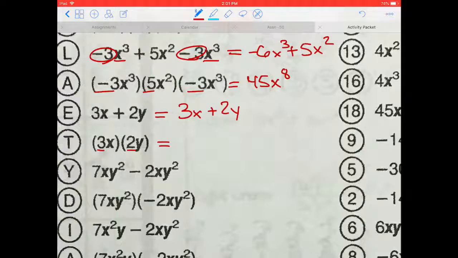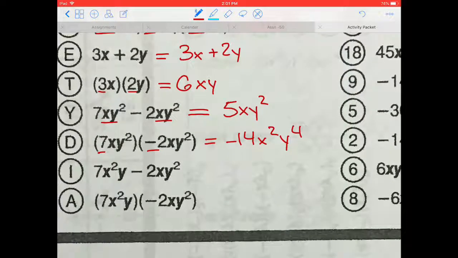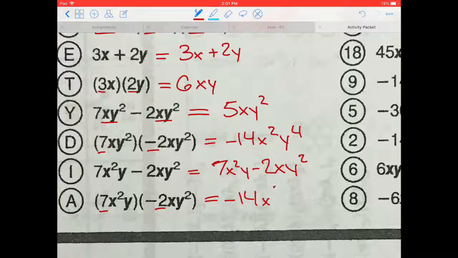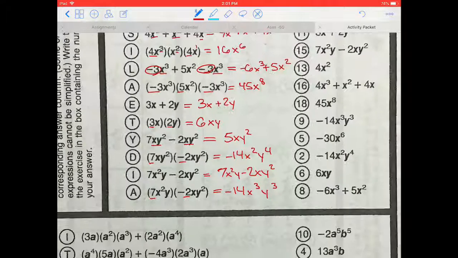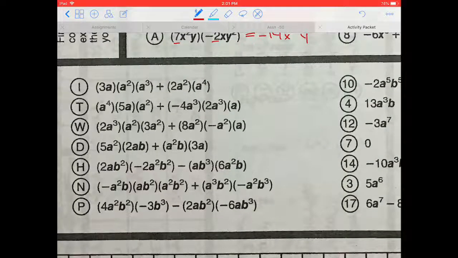This one is going to be 3 times 2, 6, xy. This one, they do have like terms. 7 minus 2 is 5xy squared. 7 times negative 2 is negative 14, x squared, y 4. Not like terms. Whoops, 7. So we can't do anything. 7, negative 2 is negative 14, x cubed, y cubed. All right, so there's the top half. See how like quick that was? You guys got to just do what you're supposed to be doing, and it's not that bad.